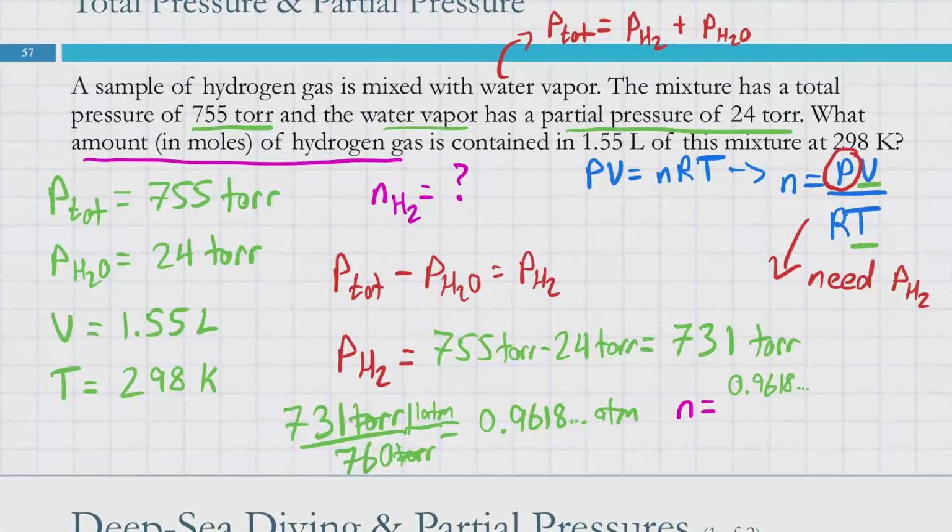Any questions about the rest of the problem? The steps that we use to get to solving PV equals nRT?